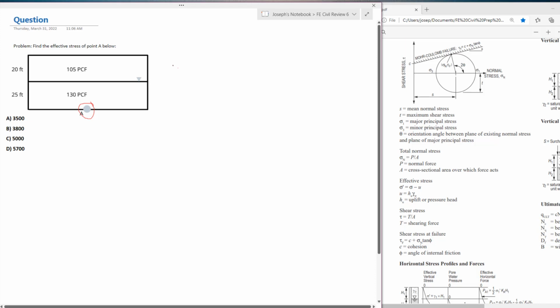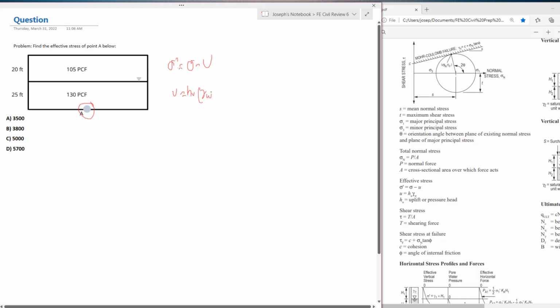And the equation it gives us here for effective stress is right here. Effective stress equals stress minus U, which is going to be the uplift stress, which is calculated from uplift or pressure head, and U is calculated this way: the uplift or pressure head times the unit weight of water.